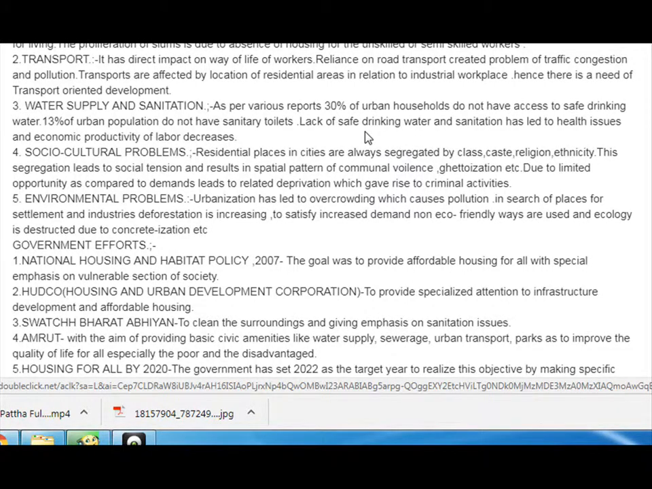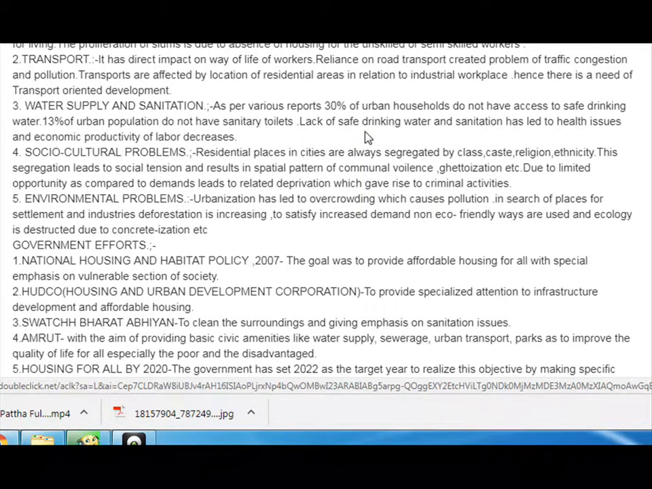5. Environmental problems. Urbanization has led to overcrowding, which causes pollution. In search of places for settlement and industries, deforestation is increasing to satisfy increased demand. Non-eco-friendly ways are used, and ecology is disrupted due to concretization, etc.